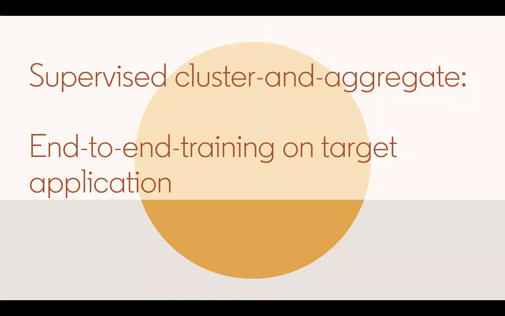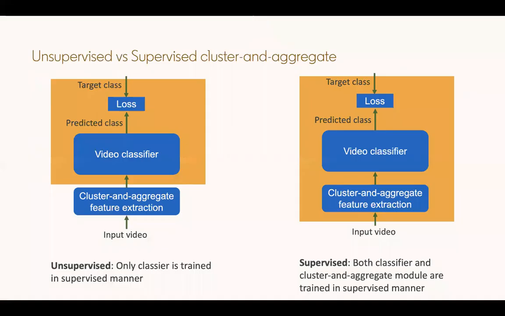One problem with these unsupervised techniques is that the feature extraction is not being learned for a given downstream task. And that can be fixed if we do end-to-end training of the feature extraction, in other words, the cluster and aggregate feature extraction. If we do end-to-end training of that feature extractor along with the downstream classifier, we can get a better accuracy because we've done end-to-end training. And that is what's shown over here.